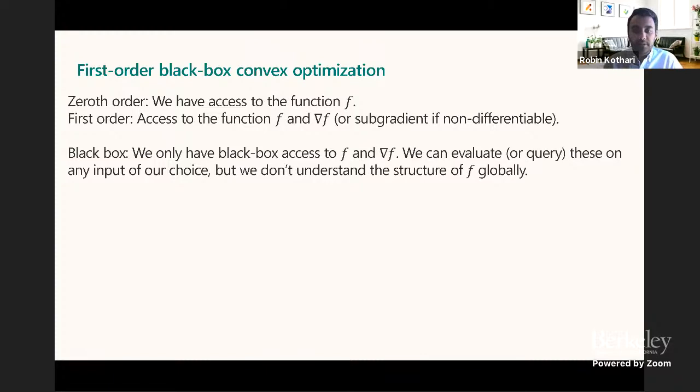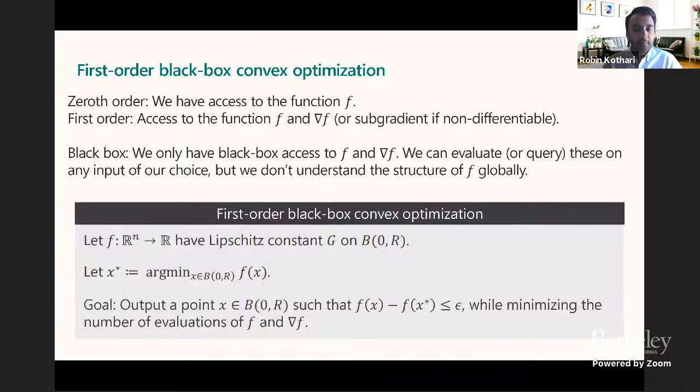Okay, now that I've specified the input formally, I can now tell you the formal version of this problem. So it's first order black box convex optimization, the same setting as before, with the same parameters as before. The goal is to solve this problem while minimizing the number of evaluations of f and grad f, or the number of queries to this black box. That's the formal way of saying what we're trying to do.